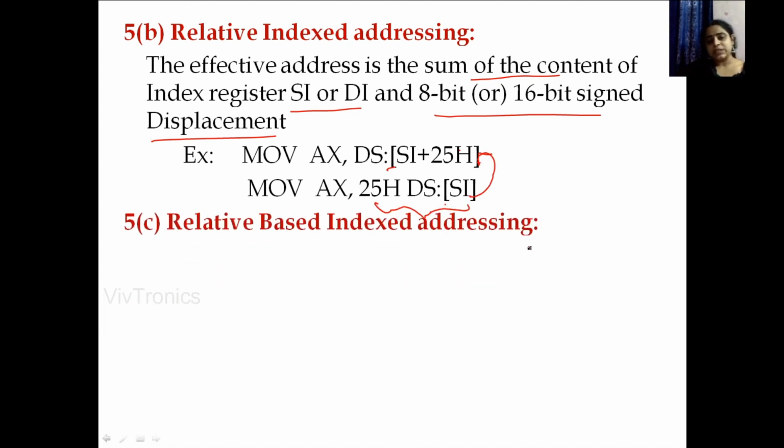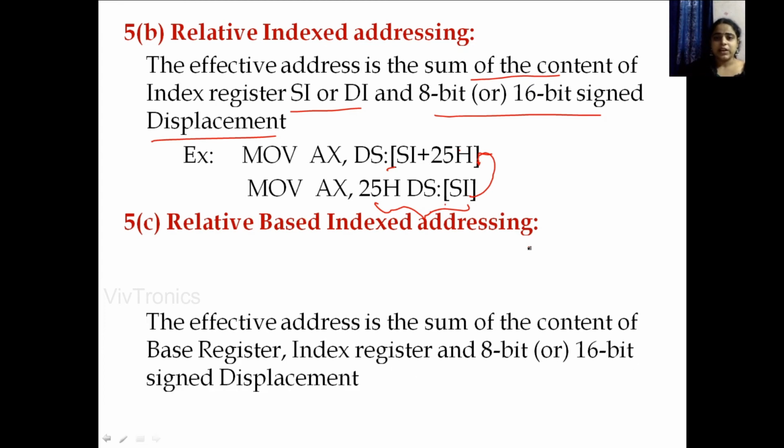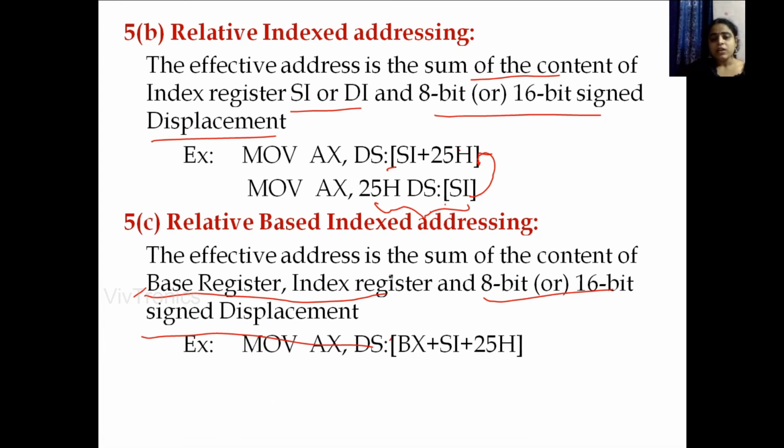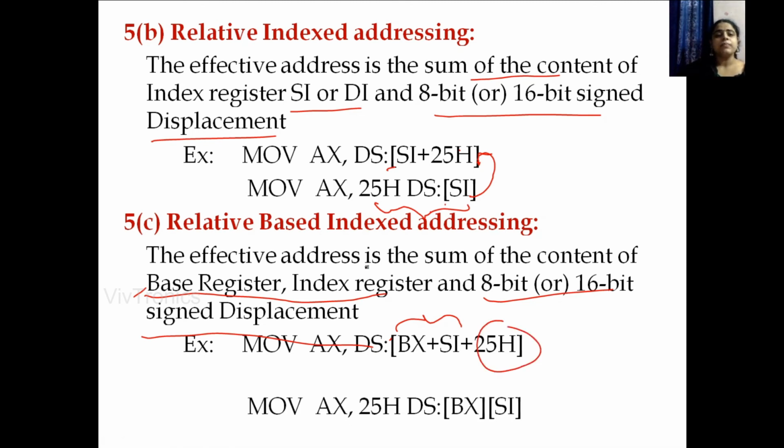Relative based indexed addressing means the effective address is the sum of the contents of both the base register and the index register, and an 8-bit or 16-bit signed displacement. Okay, so like this, base BX, SI and 25. So this is the relative based indexed addressing.